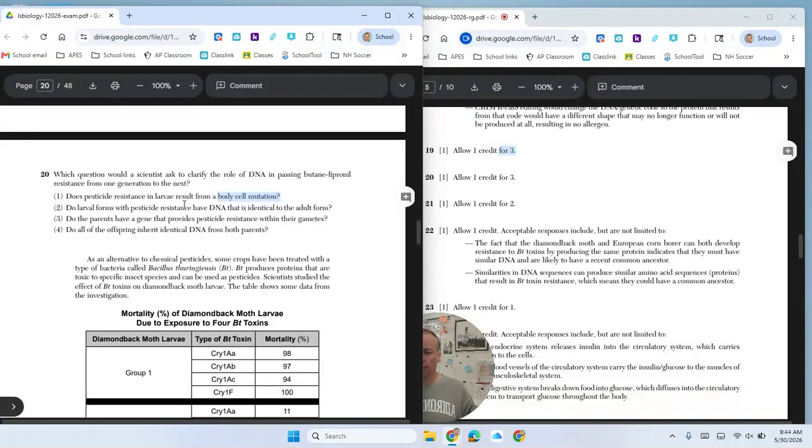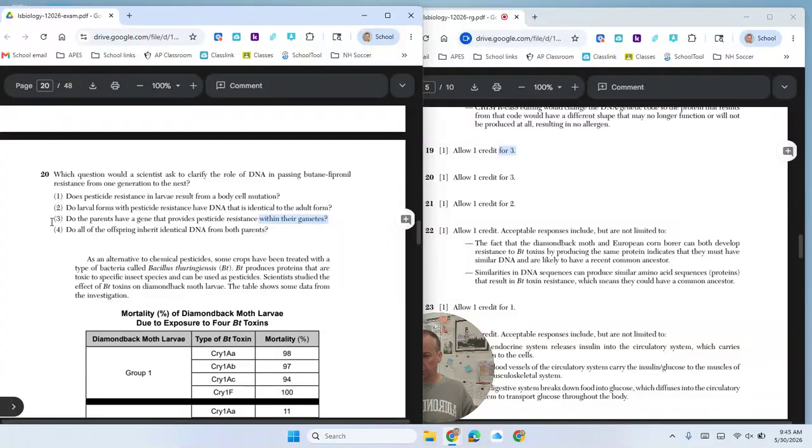2: do larval forms of the pesticide resistance have DNA that's identical to the adult form? Again, these are the same organism. It's just different stages in their life. So their DNA is going to be identical, but that's not important to passing from one generation to another. 3: do parents have a gene that provides pesticide resistance within their gametes? That's the crucial phrase, because we know organisms only pass on the DNA in their gametes to the next generation.